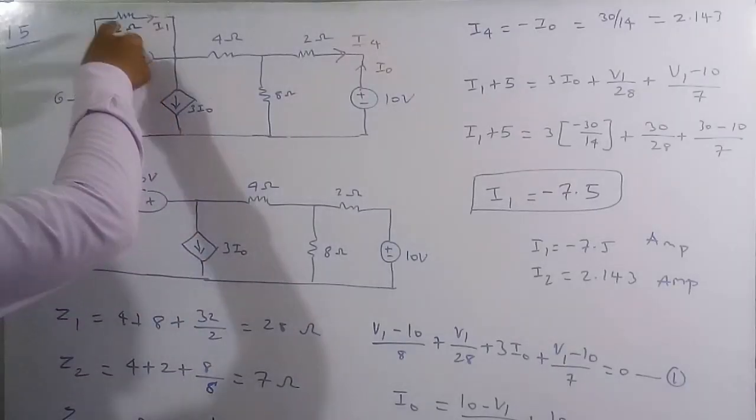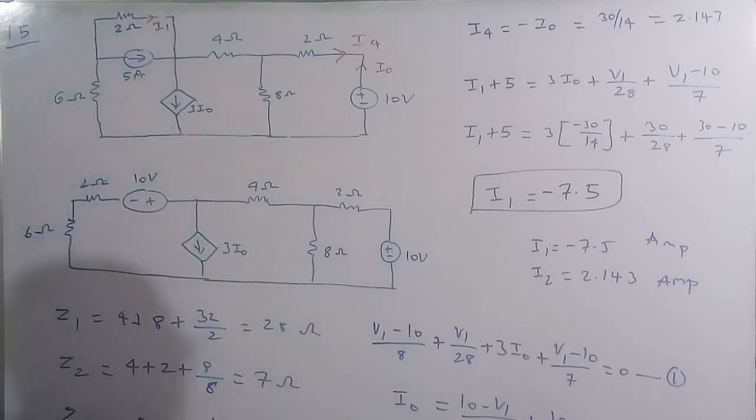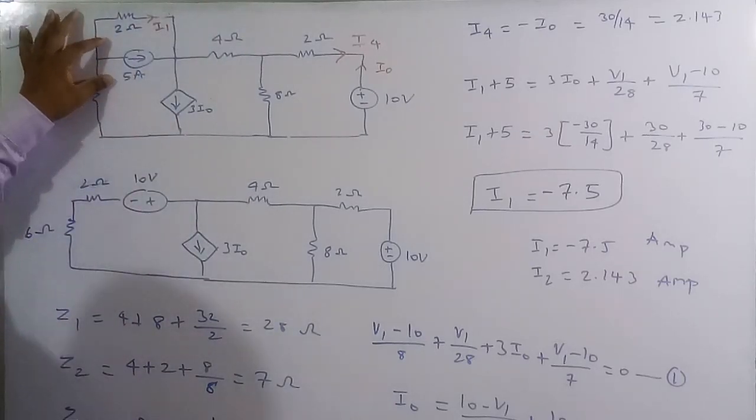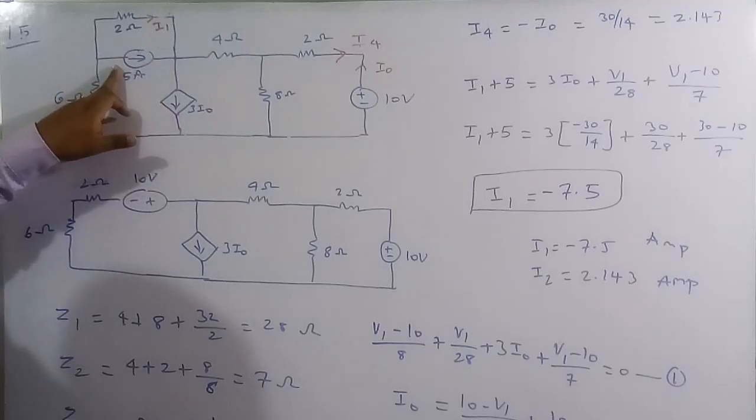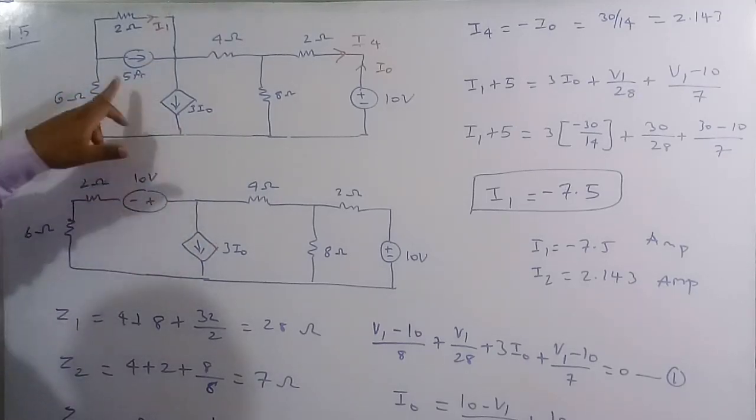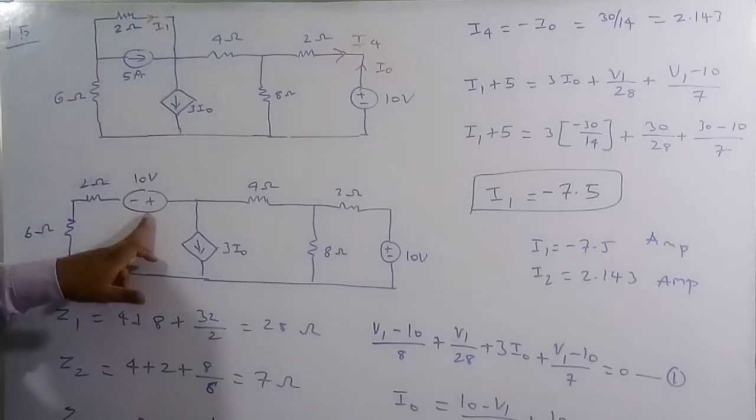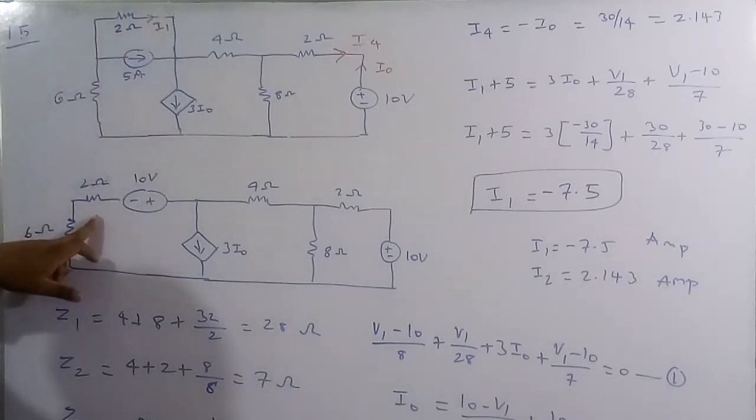This is a practical current source. So I am going to convert this practical current source into a practical voltage source. At the arrow we have to keep a positive and at the tail a negative. So 5 ampere into 2 ohm is 10 volt, and we have to keep a series resistor which is 2 ohm.